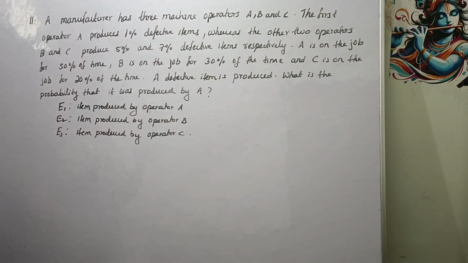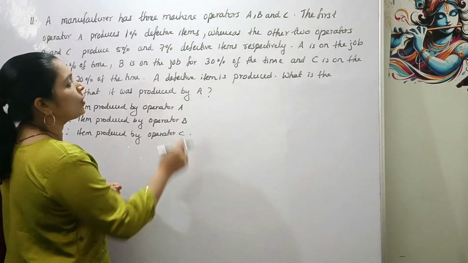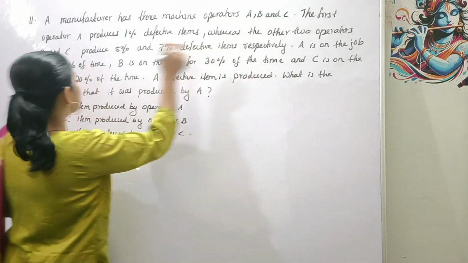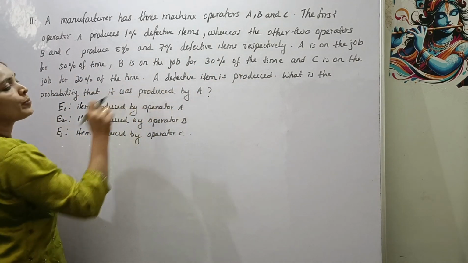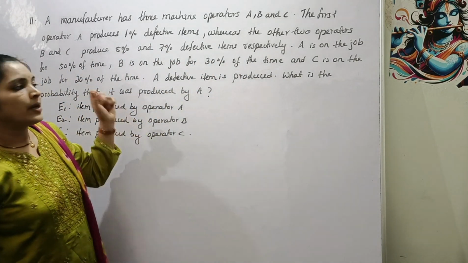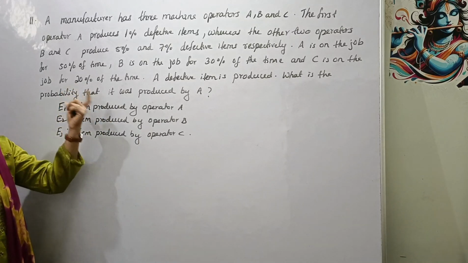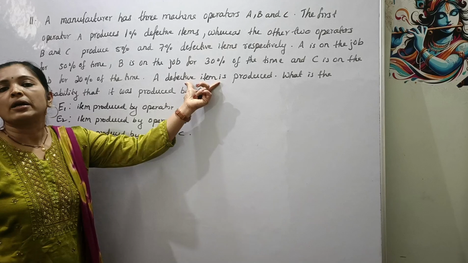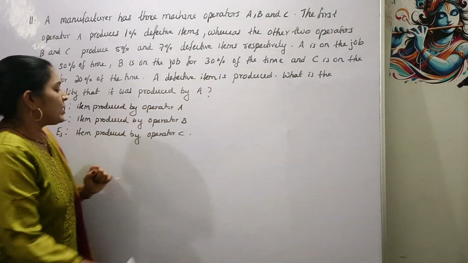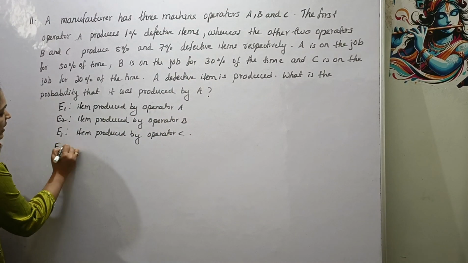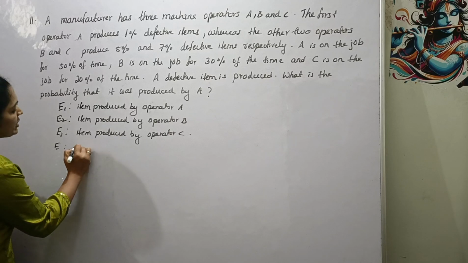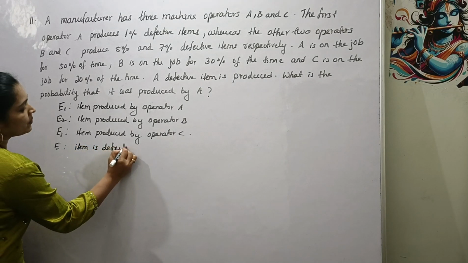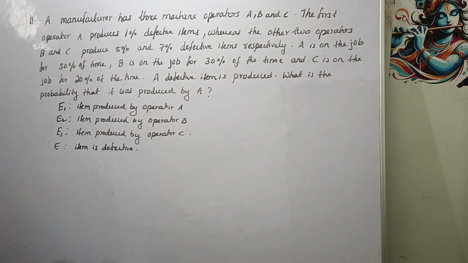Okay, so here what we have to find? So first of all look at this. A defective item is produced. Okay, so what is the probability that it was produced by A? So here we have to find probability of item produced by A given that item is defective. Okay, so here what is the event E? Event E is the item is defective. Okay, getting item is defective.